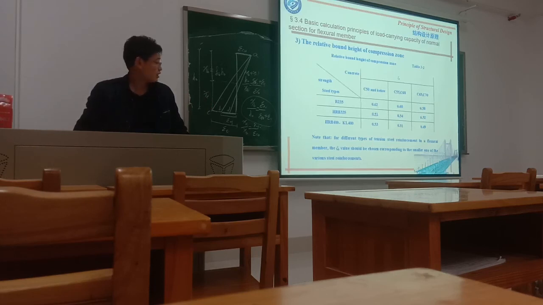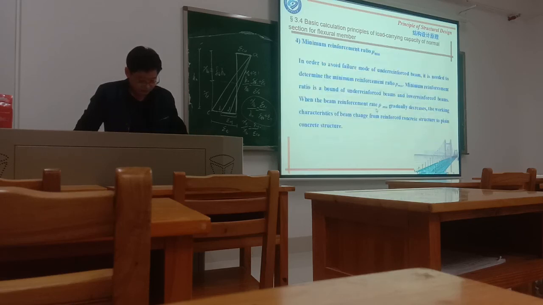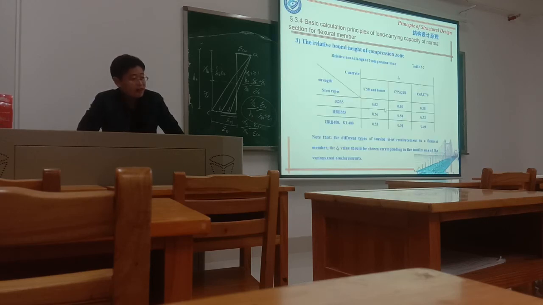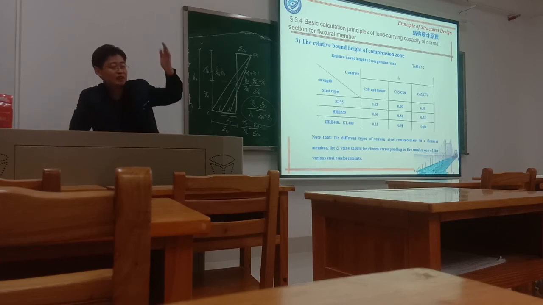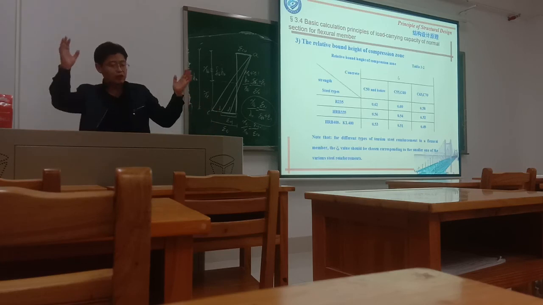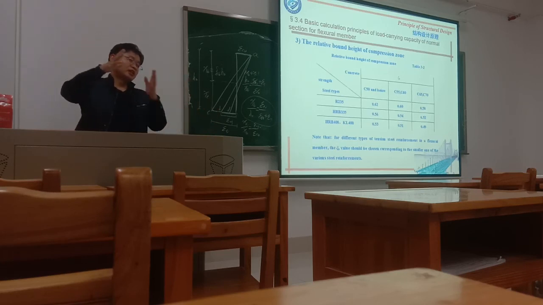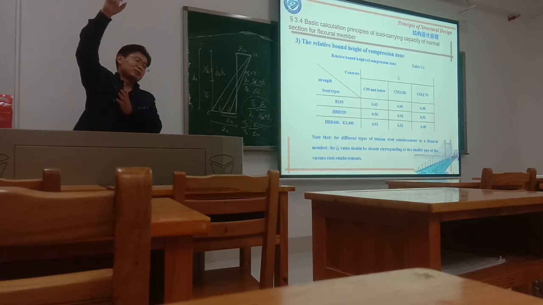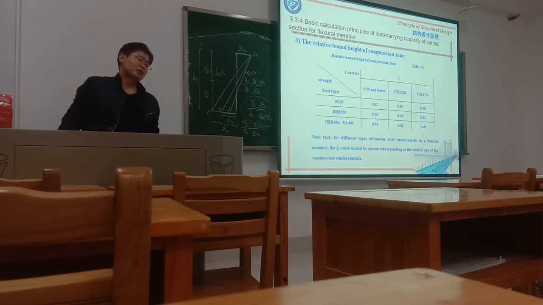Normally it's just around 0.5. It depends on the material, the concrete, the reinforcement. And then the minimum reinforcement ratio. For this boundary condition, it is the maximum reinforcement ratio. For an appropriate reinforcement design, the ratio should be smaller than the maximum reinforcement ratio and larger than the minimum reinforcement ratio.